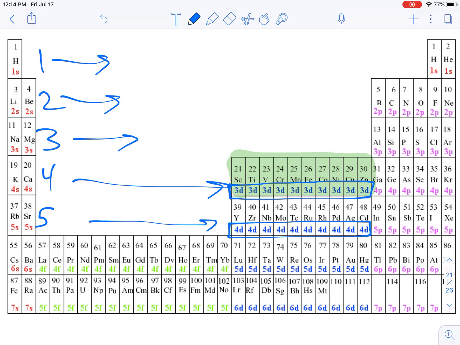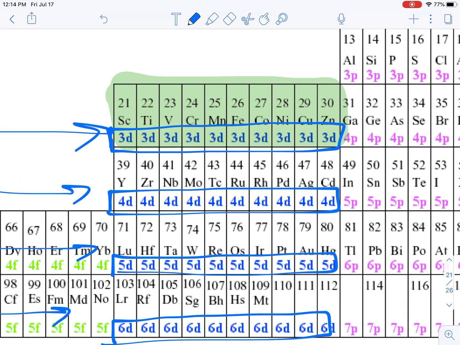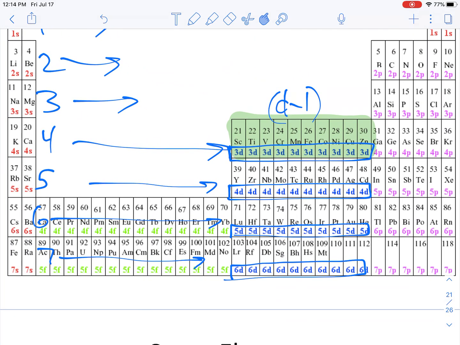What do you notice about the 4 Ds? Well, they're actually in the 5th row. What do you notice about the 5 Ds? They're in the 6th row. What do you notice about the 6th D? They're in the 7th row. So if you just remember that the Ds are one less than the row that they're supposed to be in, you're probably going to be in pretty good shape.